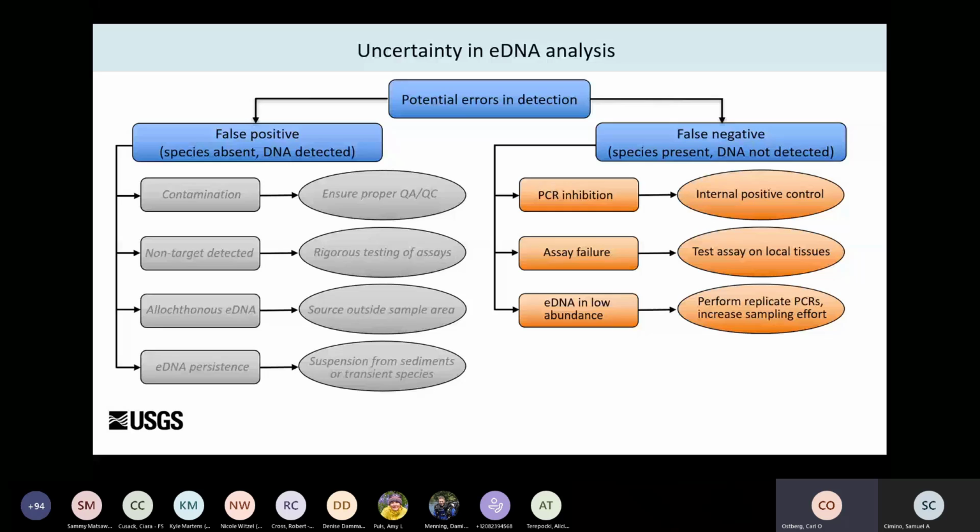And then false negatives could also result from eDNA in low abundance. Recall that eDNA can be difficult to detect when in low abundance. This could happen when species are rare or occur in low numbers, or maybe samples are taken too far away. Detection is going to be improved by performing replicate PCRs, and that's why we do this replication. Detection can also be improved by increasing the number of sample sites, the number of water samples collected, or increasing sample volume.